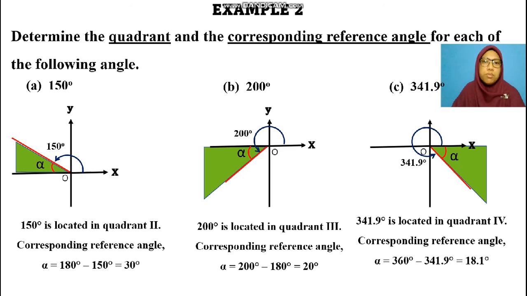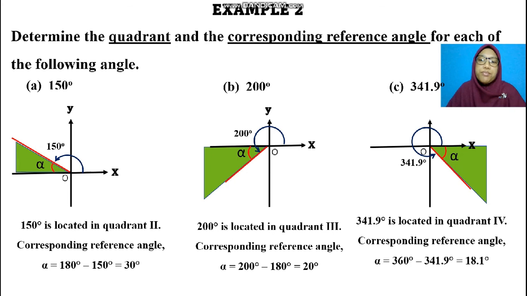For question B, 200 degree. 200 degree is more than 180 degree and less than 270 degree. So, we mark at third quadrant. Then, we identify where is the position of the corresponding reference angle. To calculate the corresponding reference angle is 200 degree minus 180 degree. Finally, we will get the corresponding reference angle 20 degree.